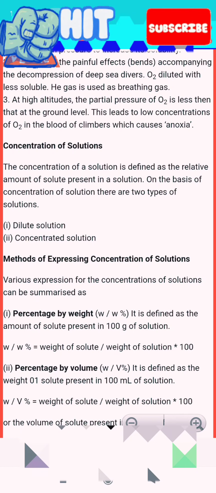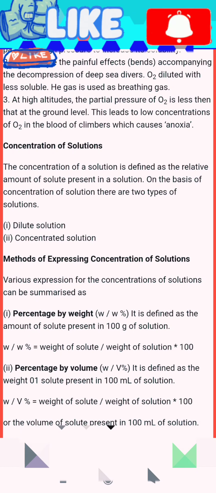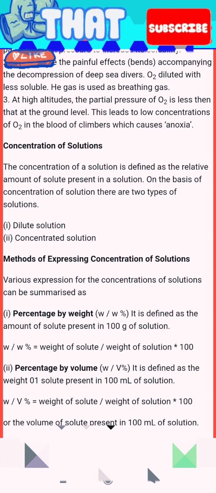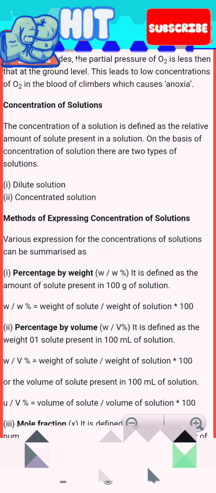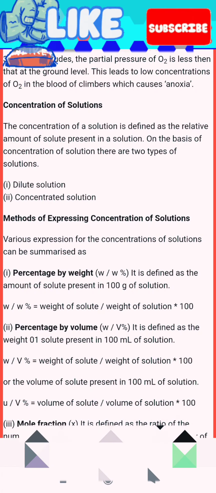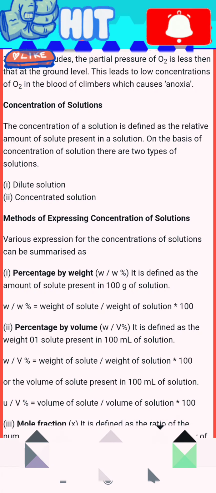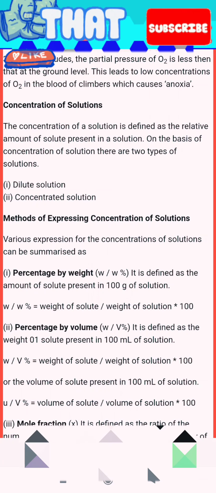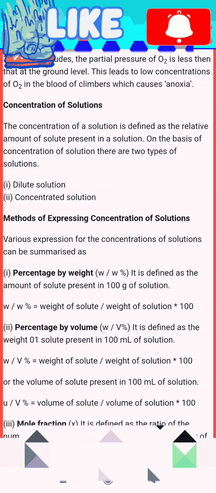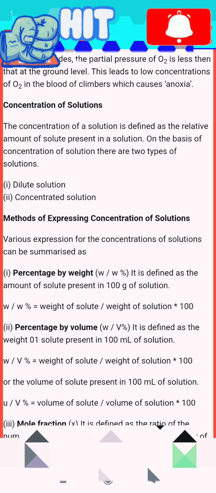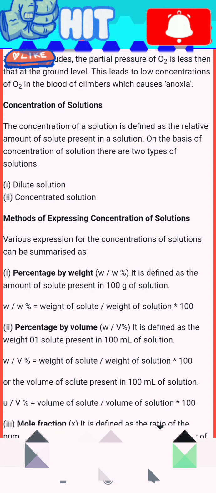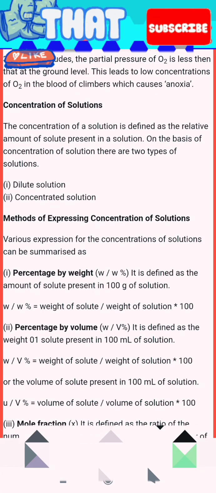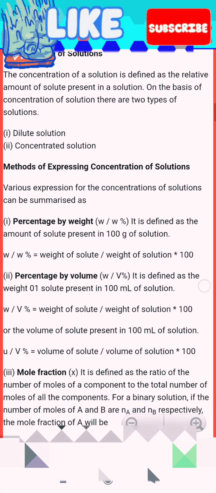Percentage by volume means W by V. If solute is in weight in grams present in the solution in ml, that is called W by V. Weight by volume percent equals weight of solute upon volume of solution in ml into 100. Volume of solute present in 100 ml: V by V, volume of solute upon volume of solution in ml into 100. Then the next term is the mole fraction.